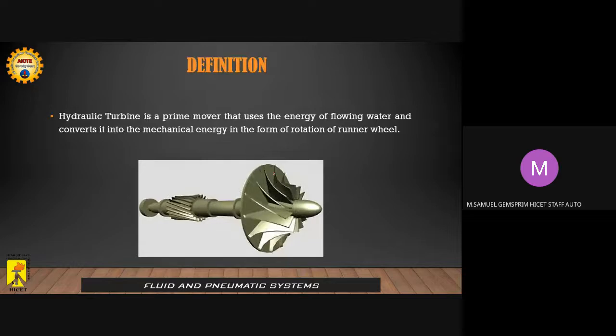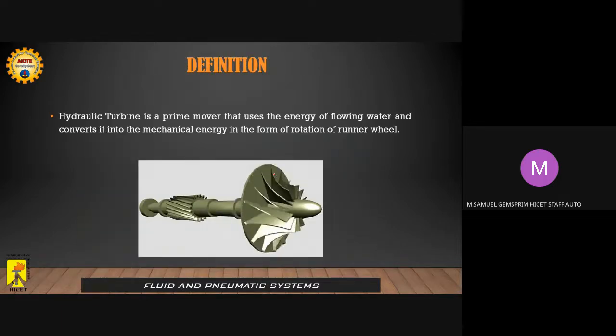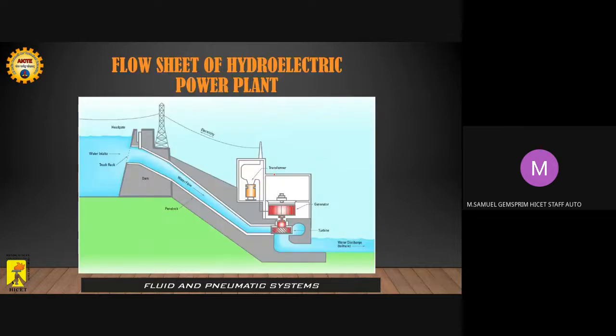So from this concept, we can understand that a hydraulic turbine is a prime mover which uses the energy of flowing water and converts it to mechanical energy. So the hydraulic energy of water, this is how we can harvest the power of it.